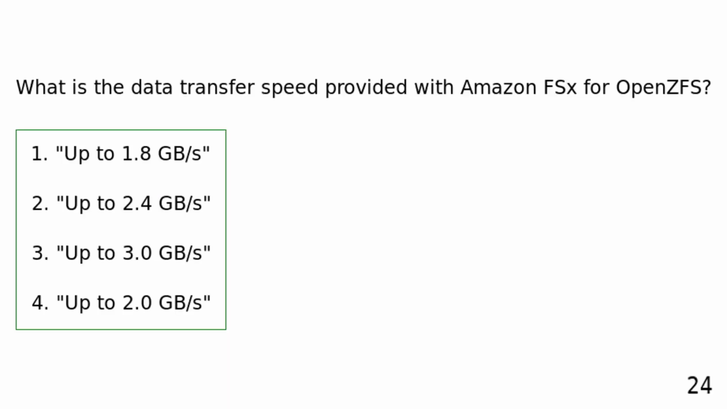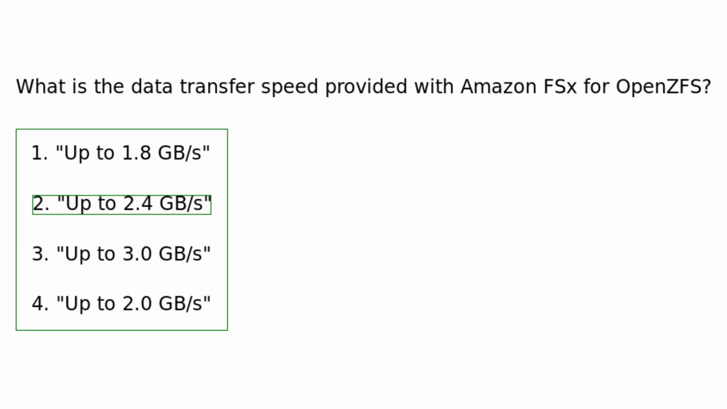What is the data transfer speed provided with Amazon FSx for OpenZFS? Up to 1.8 gigabytes per second. Up to 2.4 gigabytes per second. Up to 3.0 gigabytes per second. Up to 2.0 gigabytes per second. Amazon FSx for OpenZFS provides data transfer speeds of up to 2.4 gigabytes per second.